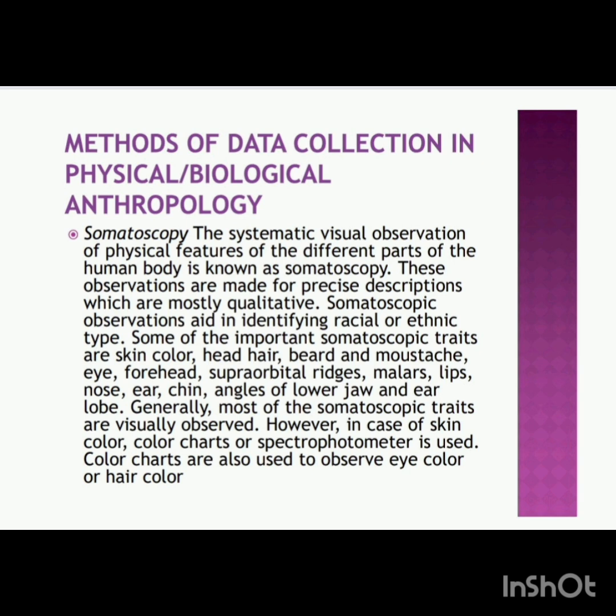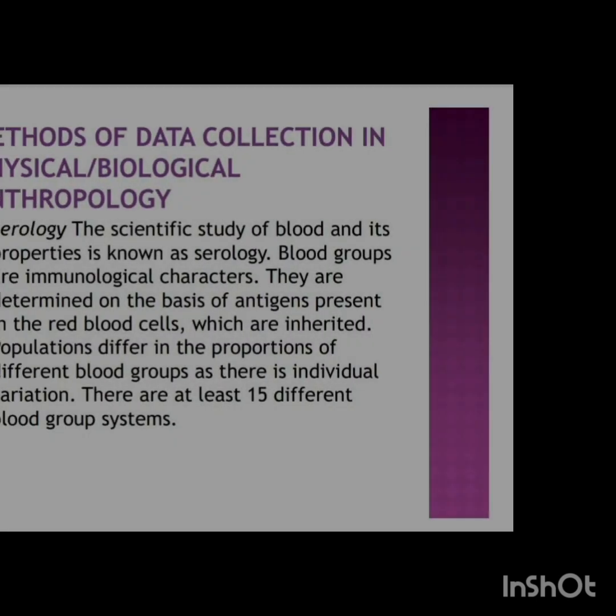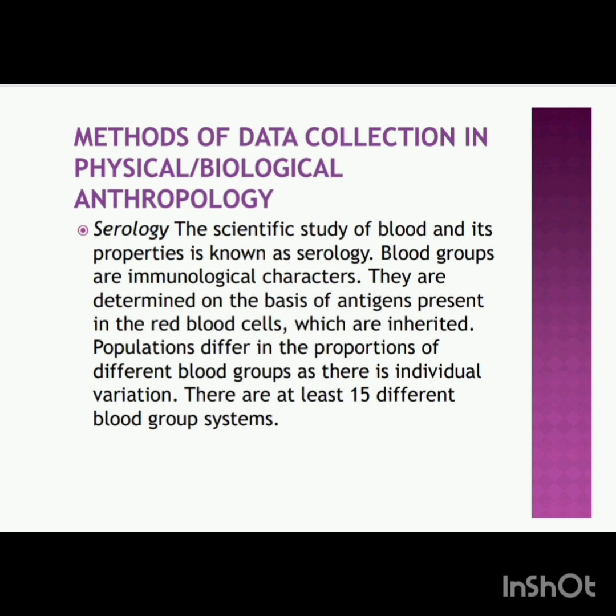Some of the important somatoscopic traits are skin color, head hair, beard, mustache, eye, forehead, supraorbital ridges, molars, lips, nose, ear, chin, angles of lower jaw and earlobe. Generally, most of the somatoscopic traits are visually observed. However, in case of skin color, color charts or a spectrophotometer is used. Color charts are also used for other things.